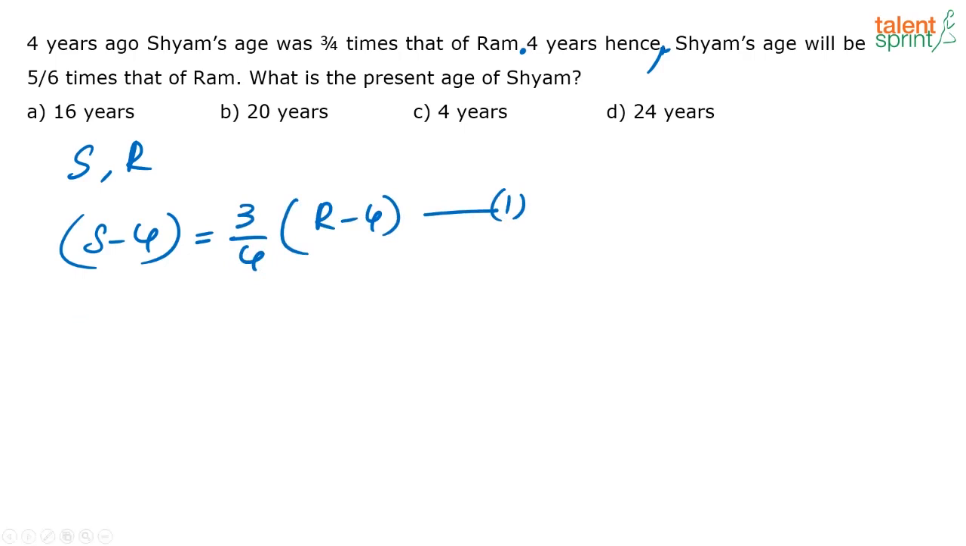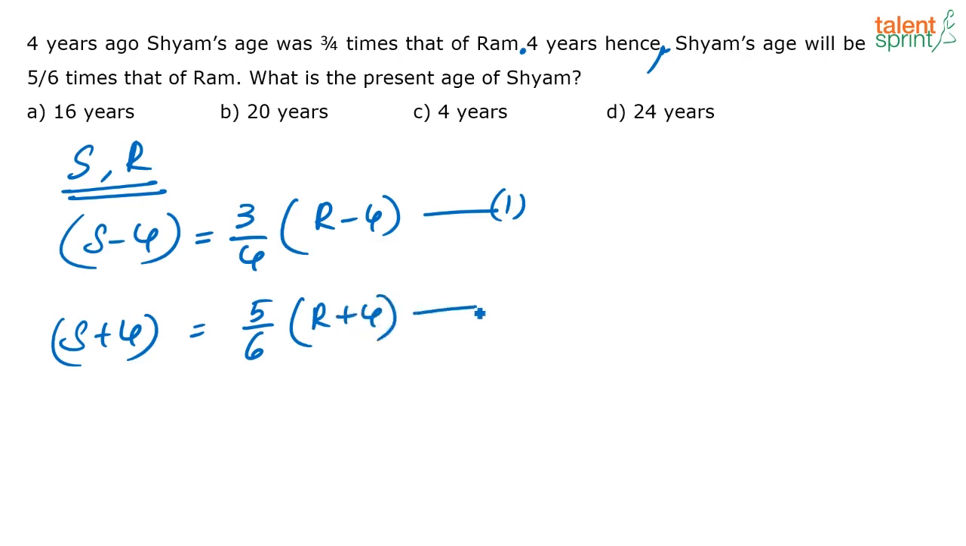Next, 4 years hence means S plus 4. Present ages are S and R. So 4 years before means S minus 4 and R minus 4. 4 years hence means 4 years later, so S plus 4 and R plus 4. So Shyam's age will be 5/6 that of Ram's. Correct? So you have two equations here.